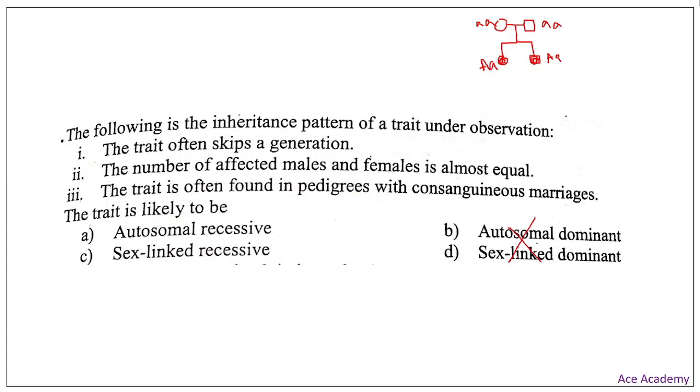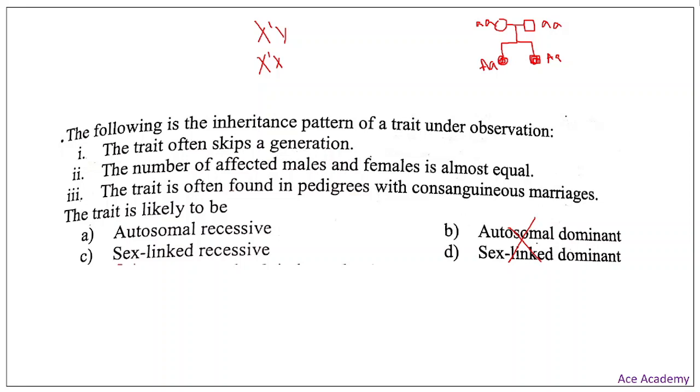The second observation is that the number of affected males and females is almost equal. Now we are looking at a number of different pedigrees from different families for the same trait, and we observe that the number of affected males and females is almost equal. This tells us that the trait is most likely to be autosomal, simply because in sex-linked traits, since males have only a single X chromosome and females have two X chromosomes, males are more likely to express the diseased phenotype. Think about this. Females can be carriers for sex-linked recessive or X-linked recessive traits, right?